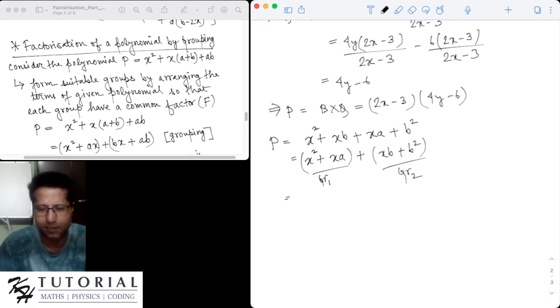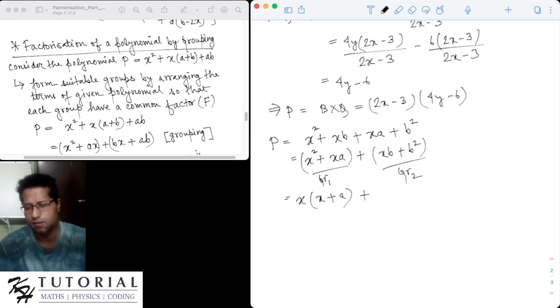Now why did I do this? Because if I take group 1, I can see it has a common monomial factor, which is x, because all its terms have the common factor x. So if I factor out x from the first group, I get x into x plus a. And from the second group, all the terms have a common factor b. So if I factor out b from the second group, I get b into x plus b.